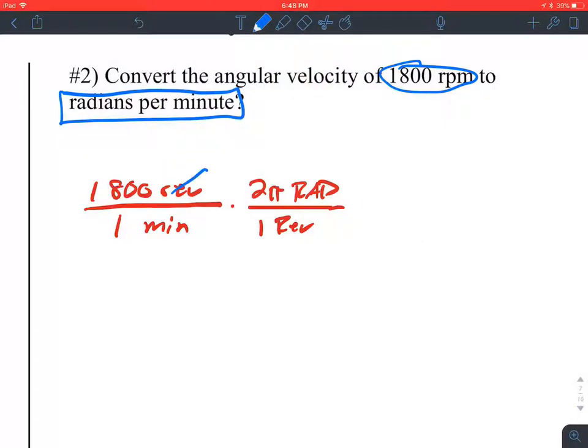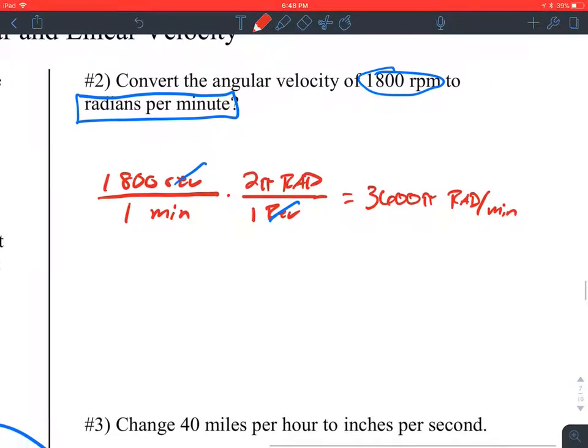Since we're multiplying and dividing by the same thing, revolutions, they cancel. Now we are in radians per minute. 1800 times 2 is 3600 times pi radians per minute. This is an angular velocity because it's in radians. So for angular velocity, we're going to leave our answer as exact, not rounded.